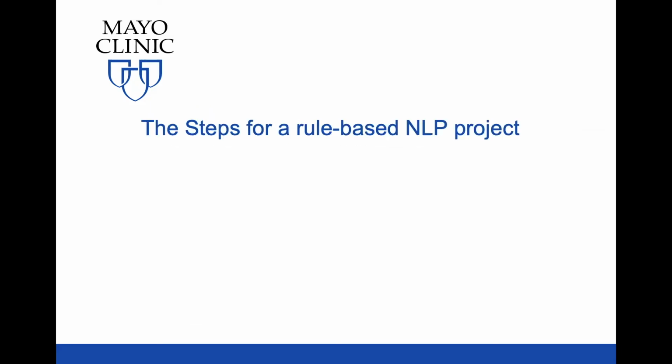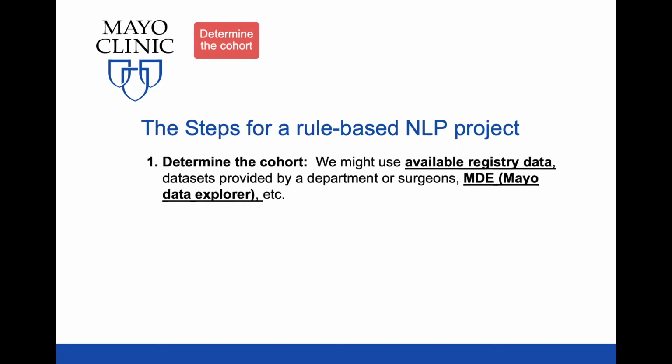The first step would be to determine the cohort. To determine the cohort, we might use available registry data, like what we have for total knee or total hip arthroplasty, and we might use a database or Excel data files that the Department of Surgery or other research collaborators have, or we might use MDE, which is the Mayo Data Explorer, a web-based tool available at Mayo, and we can search by CPT codes or ICD-9 codes, for example, to find our cohorts.